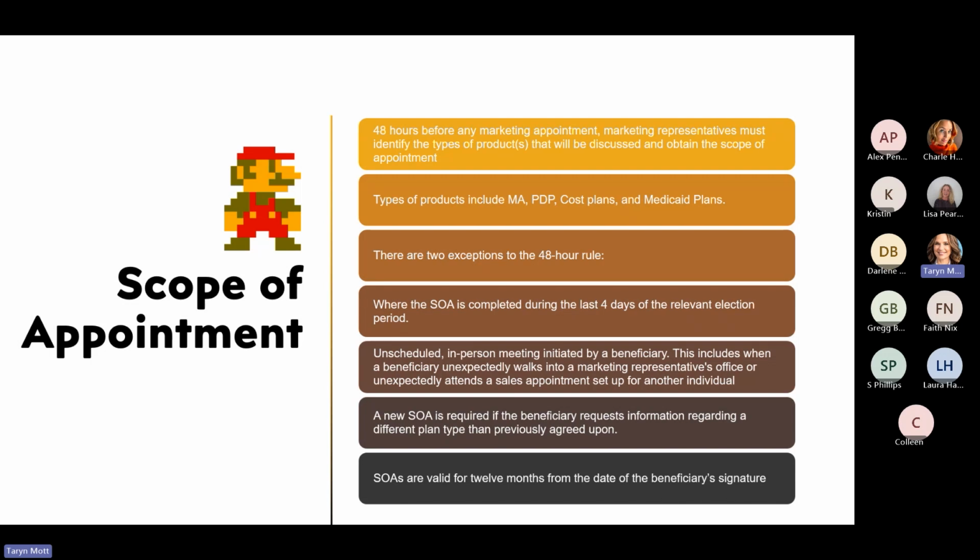The first is where the scope of appointment is completed during the last 4 days of the relevant election period. The second is an unscheduled in-person meeting initiated by a beneficiary. This includes when a beneficiary unexpectedly walks into a marketing representative's office or attends a sales appointment set up for another individual. Those are the limited 2 ways that you do not need the 48 hours for the scope of appointment. A new SOA is required if the beneficiary requests information regarding a different plan type than previously agreed upon. Scope of appointments are valid for 12 months from the date the beneficiary signs it.